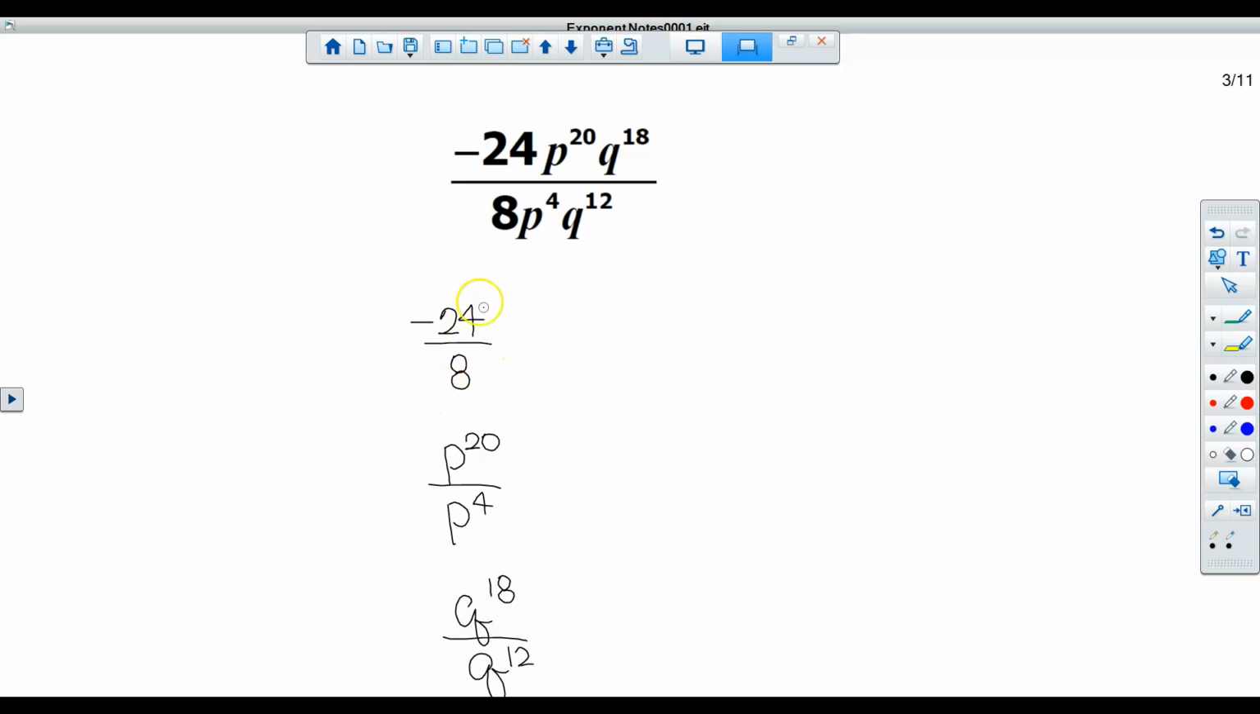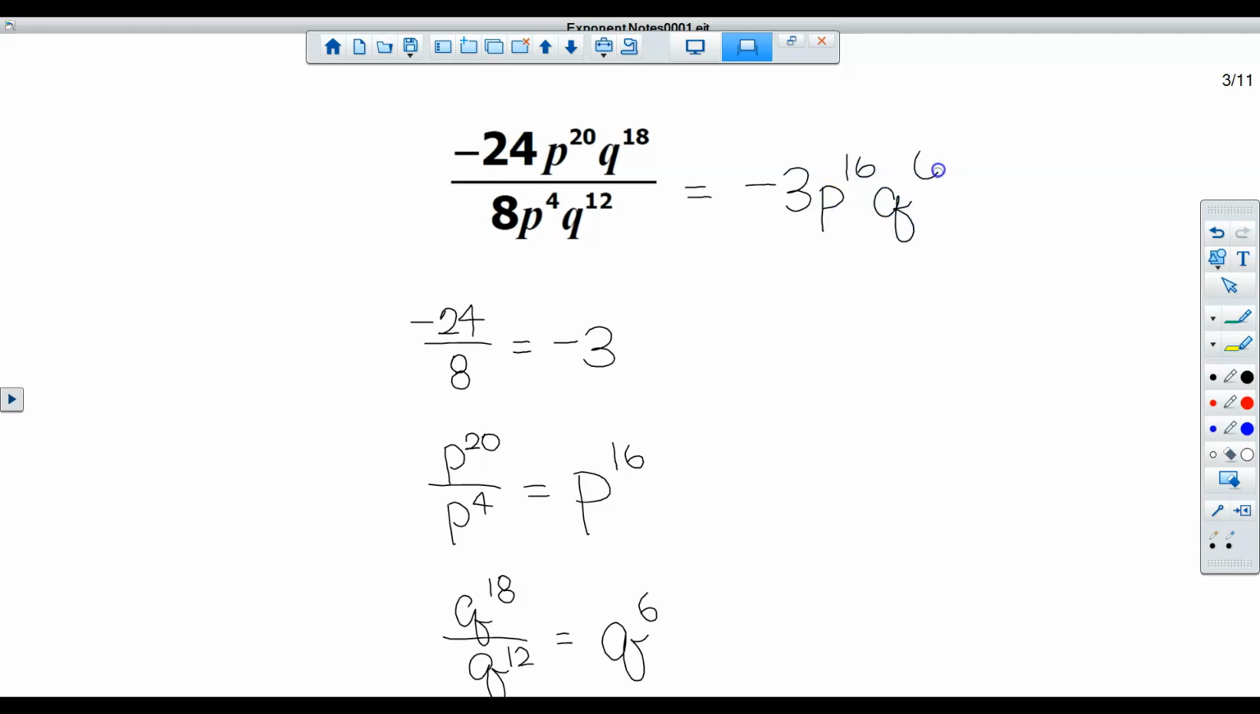Now, right here, this says to do -24 divided by 8. I can do that part in my calculator, and I know that's going to give me -3. With quotient rule, we subtract the two exponents on the p's, so we're going to have p to the 20 minus 4 power, which would be p to the 16th. And then for q, we will also subtract the two exponents, 18 minus 12, and get 6. So this answer would be -3, p to the 16th, q to the 6th.